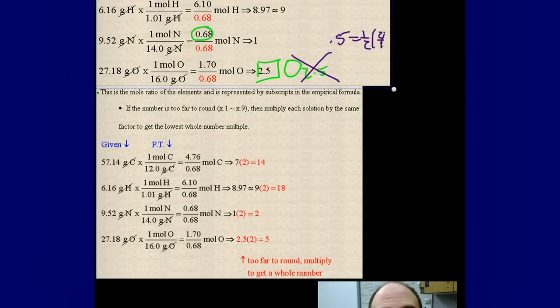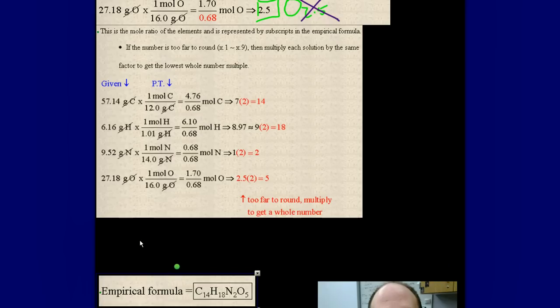So this is demonstrating I multiplied by 2, by 2, by 2, by 2, because it's too far to round. I'm halfway there. So I end up with 14 carbons, 18 hydrogens, 2 nitrogens, and 5 oxygens, for an empirical formula of C14H18N2O5. And that is NutraSweet.